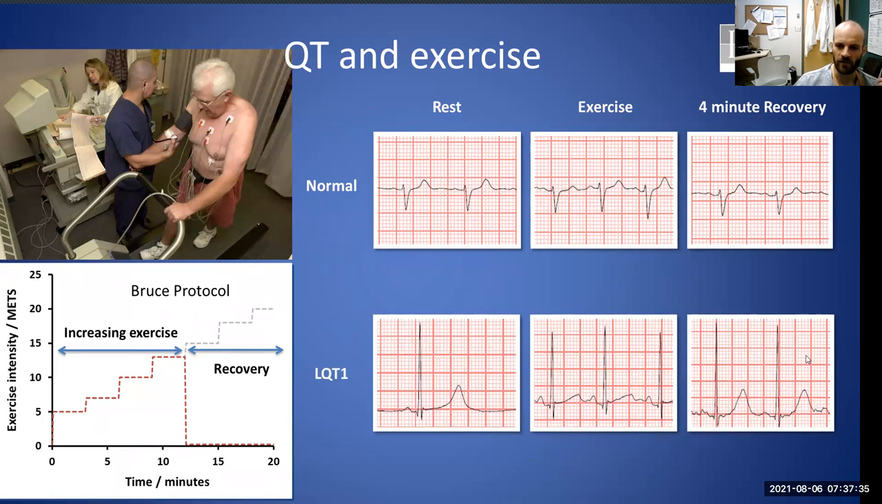In someone with long QT syndrome, it doesn't work out quite like that. So here we've quite convincingly got a longer absolute QT interval at baseline. We can't see what the heart rate is here, so it may be that the corrected QT interval is relatively normal, but we can certainly see that during exercise the QT interval shortens, but during recovery, that's when our corrected QT interval becomes much, much more abnormal. So the 4 minute recovery mark, recording ECGs 4 minutes into recovery, is a particularly good way of identifying patients with long QT1 and long QT2.